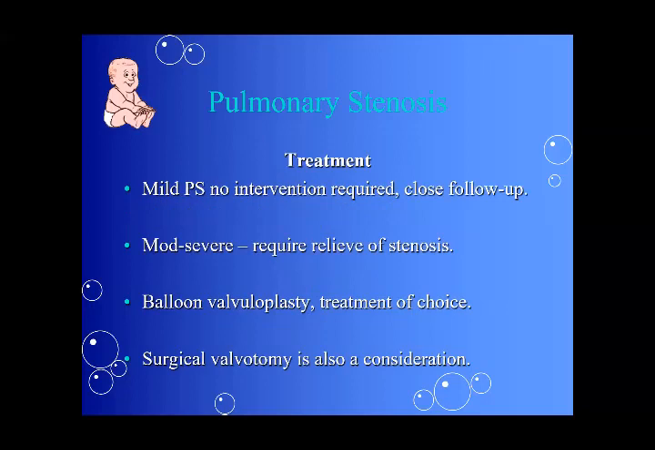In pulmonary stenosis, in the mild cases, no intervention is required and only close follow-up of the patient is done. Moderate to severe requires relief of the stenosis, and in most cases angiography is done and balloon valvuloplasty is performed. If this fails or the patient develops regurgitation, then surgical valvectomy and valve replacement is done.